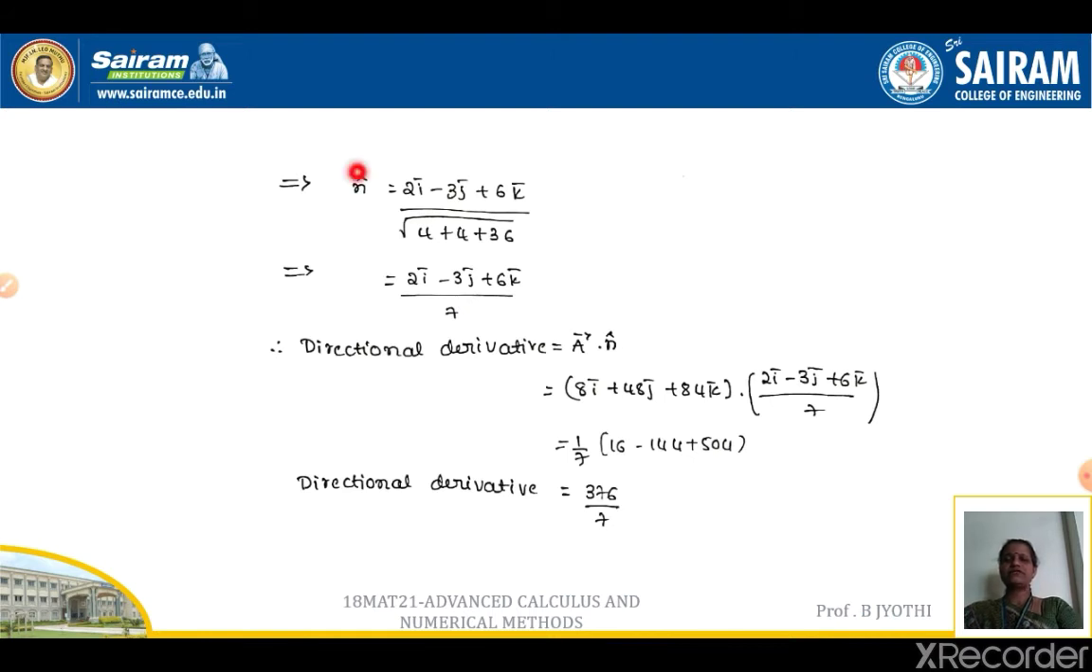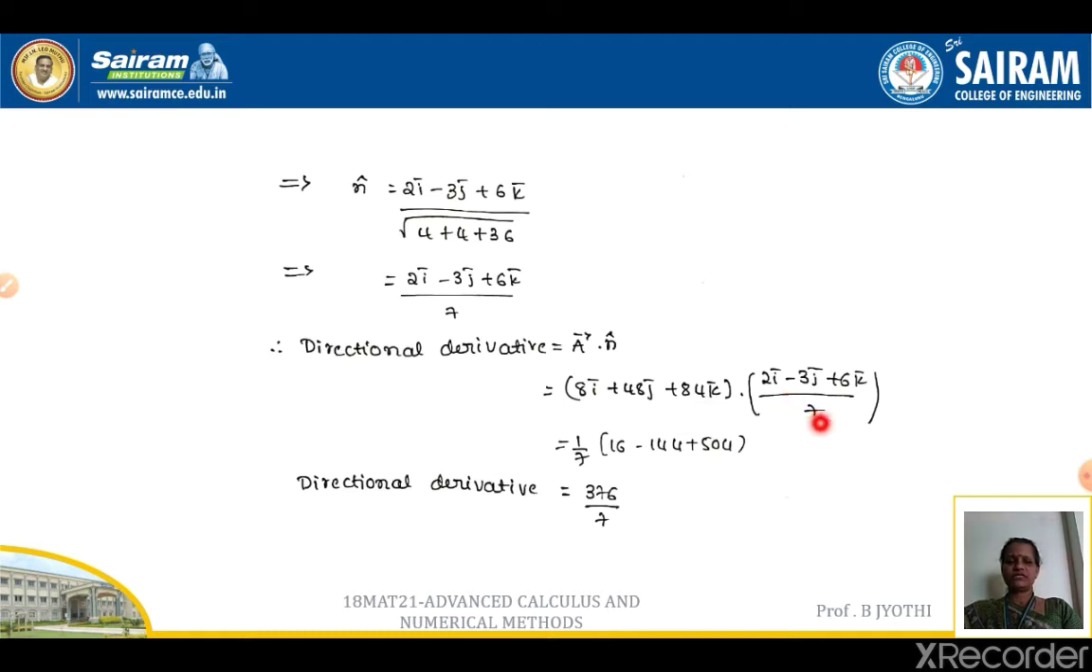So n cap is given by d, that is 2i minus 3j plus 6k, divided by the root of 2 squared, that is 4, 3 squared, that is 9, and 6 squared, that is 36. Totally it will become 49, and the root of 49 is 7. So we are getting n cap as this, and the directional derivative is given by the vector A dot n cap. The vector A we have found is 8i plus 48j plus 84k, dot n cap.